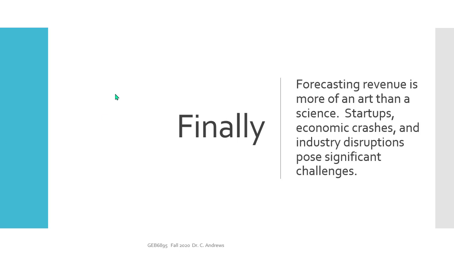So finally, forecasting revenue is more of an art than a science. If you've got a startup with no history, or an economic crash happens, what do you predict for next year? Should the last quarter of this year go up? A lot of it depends on how well the fight against COVID goes. So startups, economic crashes, and industry disruptions like electric cars. They expect them all to be electric, I think, by 2025, something like that. It's a pretty aggressive date. I could be wrong, so don't quote me. But all these things pose significant challenges.